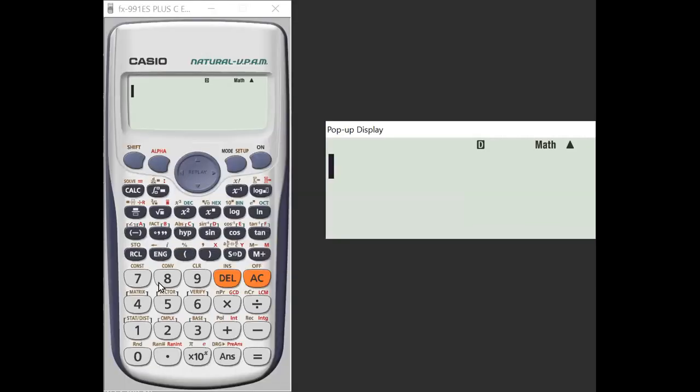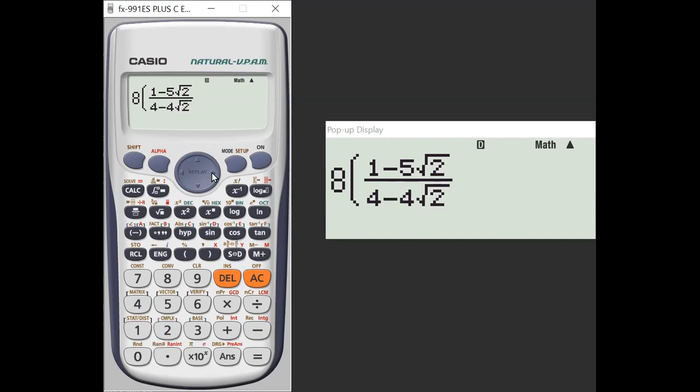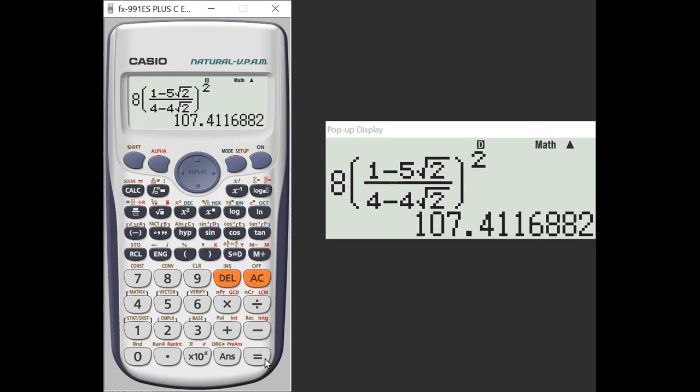So what is it? We want 8 multiplied by a fraction. What's in the fraction? 1 minus 5 root 2 divided by 4 minus 4 root 2. Close the bracket, then power 2, equals. Unfortunately, my calculator cannot handle such big numbers, so it gave me decimals. On more powerful calculators, they are able to give you the exact square root value. Oh, so no choice, we have to do it manually.